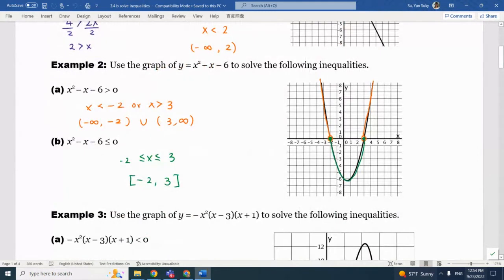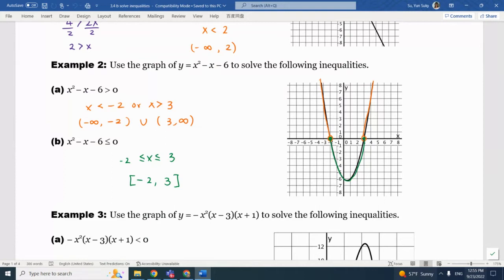And then example 2. If we want to solve this graphically, we're given the parabola. Part A is asking, when is the parabola greater than 0? Greater than 0 means above the x-axis. That's why you draw this orange piece and this orange piece, they are above the x-axis. If you want to find the x value, you project onto the x-axis, and you see our x goes from minus infinity to negative 2. Do we include the negative 2? No. And then from 3 to infinity.